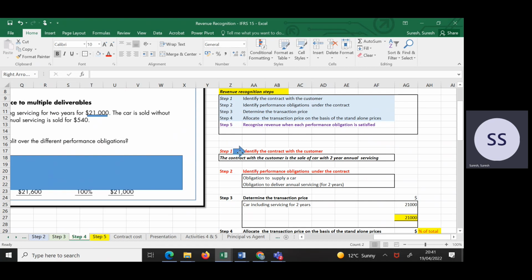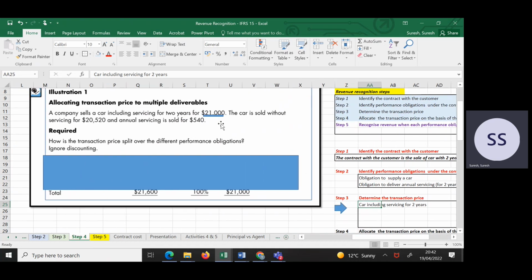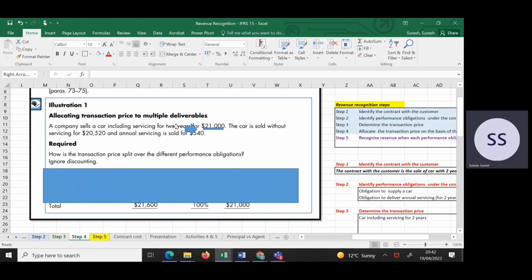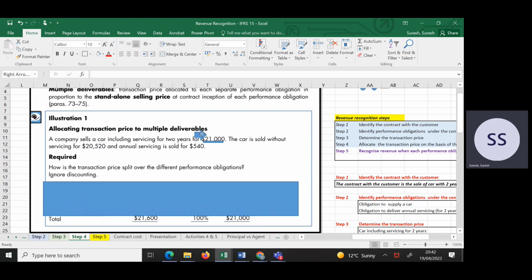So the first step, identify the contract. The second step, identify the separate performance obligations within that contract. The third, I need to find the transaction price. But before we move on, let's come back to the main question. Why have I started doing this? Because I have received 21,000 by selling this car with 2-year annual servicing. The problem is how I'm going to register this 21,000 revenue in my books. There are two separate obligations, car and servicing. So how am I going to split this 21,000 between the car and the servicing? That's the question here, right?